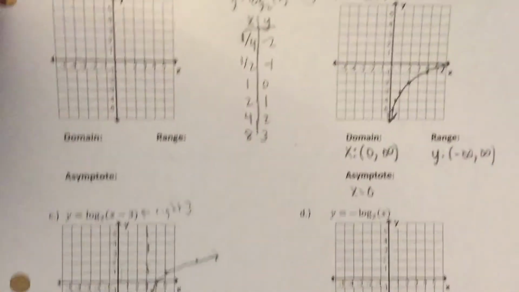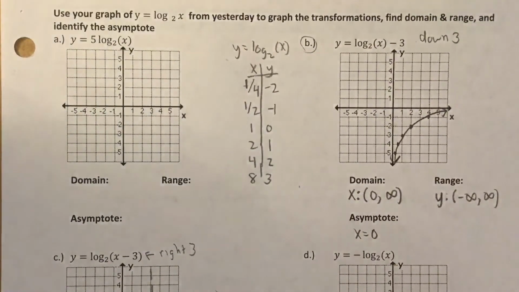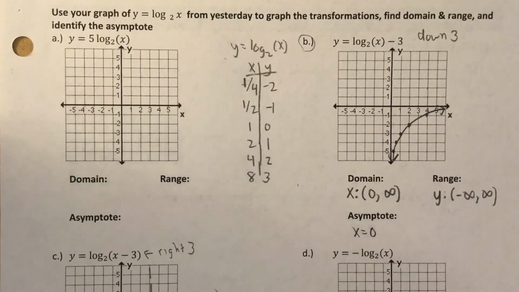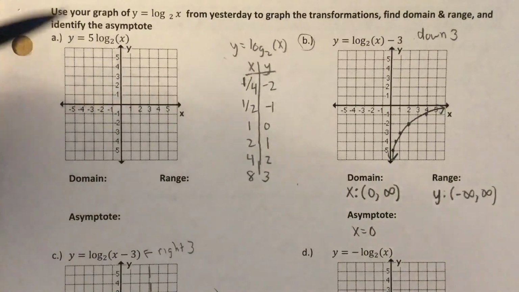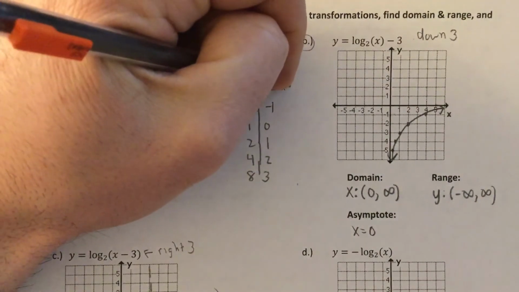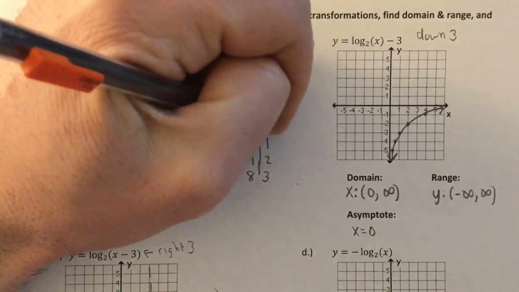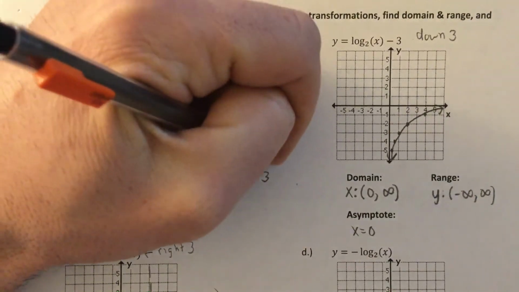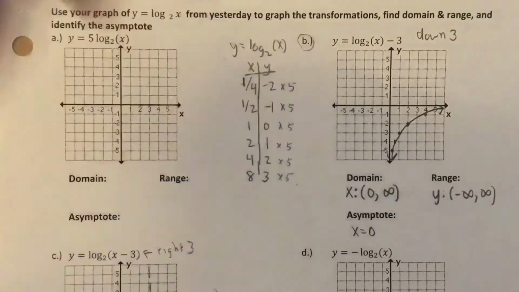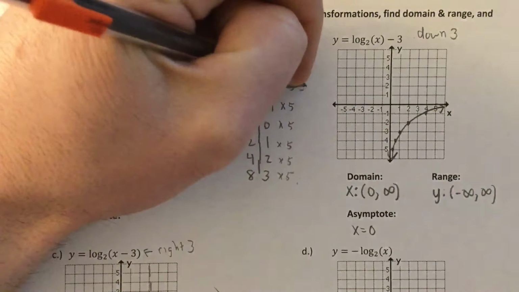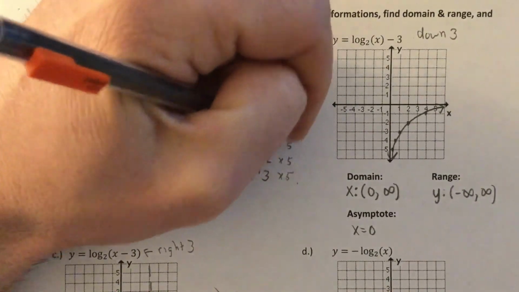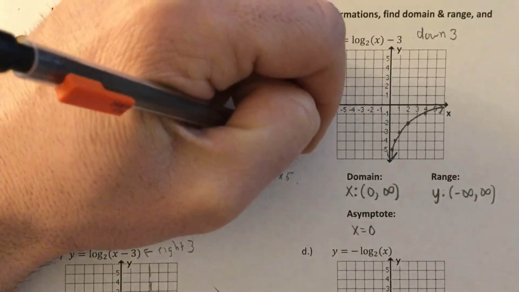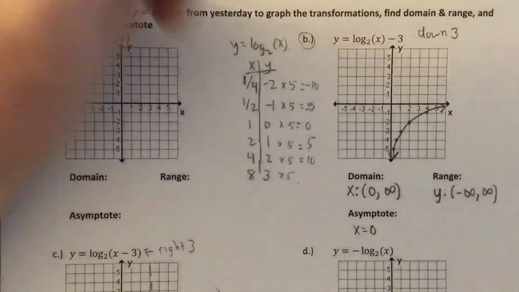All right, let's take a look at how we do the stretch. So the stretch or compress works the same as it did before in all the other parent functions. Remember, whenever you have an a value, you multiply the y values by that a. So I'm multiplying all these y values by 5. There is no movement to it. It's just going to be stretched. So now I'd be at negative 10, negative 5, 0, 5, 10.